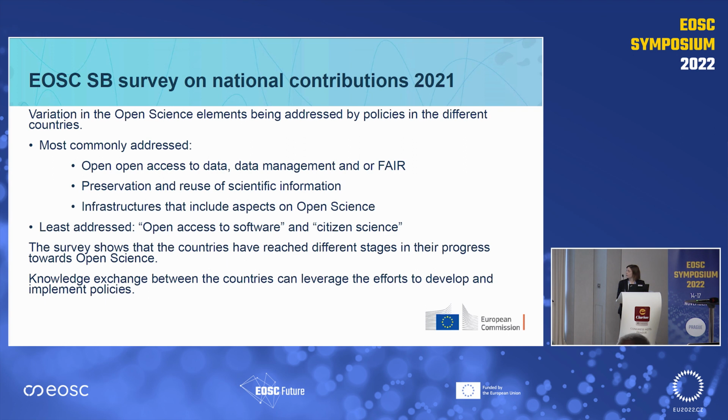So just a little summary of that is that we can see that there's variation in the open science elements being addressed by policies in the different countries. And the most commonly addressed elements are the open access to data, data management, and FAIR preservation and reuse of scientific information and infrastructures. And the least addressed are open access to software and citizen science. So this shows that countries have reached different stages in the progress towards open science, and that knowledge between the countries can leverage the efforts to develop and implement policies.